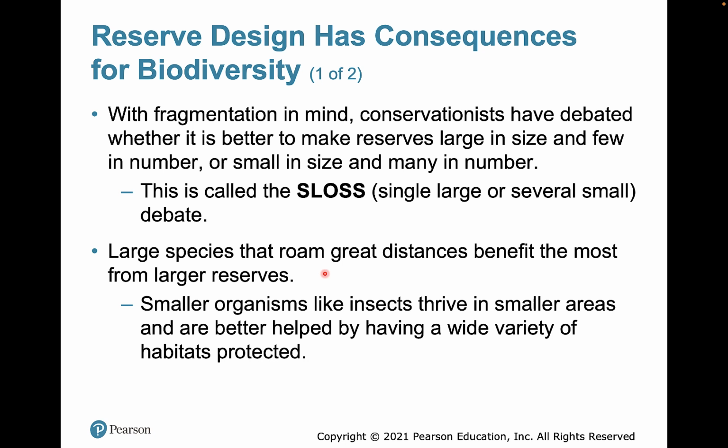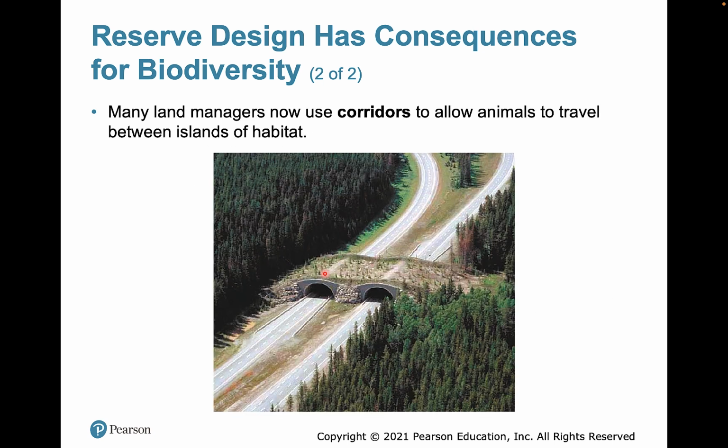If you're trying to preserve insects or bacterial species, smaller organisms will do better in that smaller area. If you're trying to preserve wildebeests that roam all over the place, you're definitely going to need fewer reserves, but definitely make them larger in size.